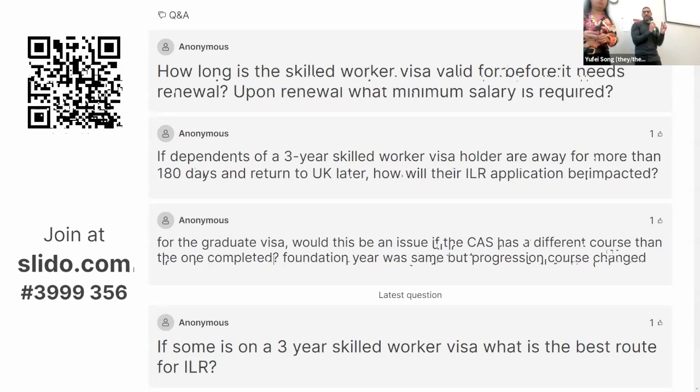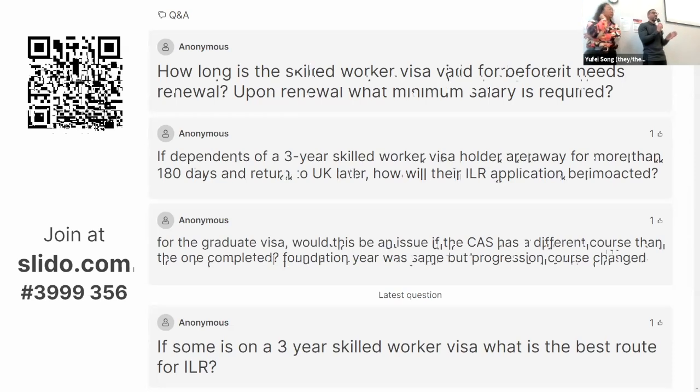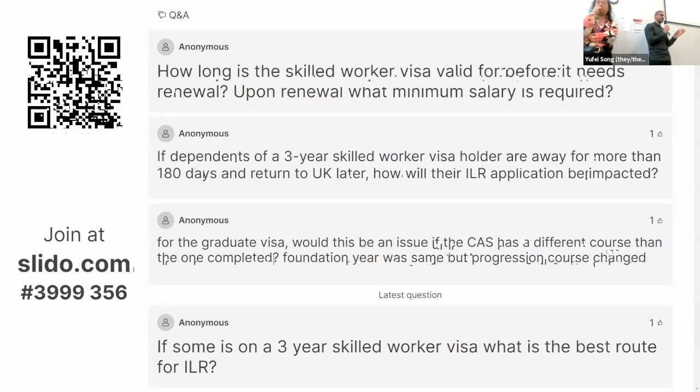So going back to the question, how long is it valid for? Let's just use an example here. You are currently on a graduate visa, and you're about to complete your second year. Now you're being offered sponsorship. When they offer you sponsorship, most likely, if they want to pay you a reduced salary, it will be for 2 years. So your visa period will be for a 2-year period based on your sponsorship.